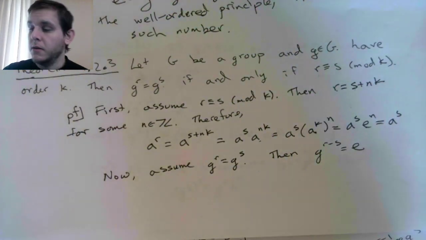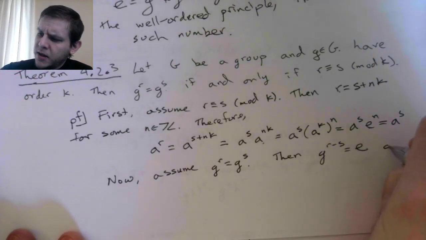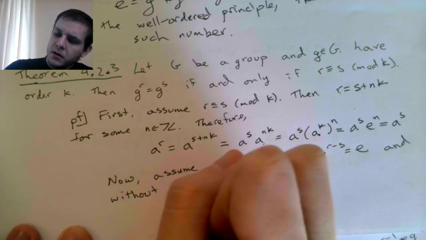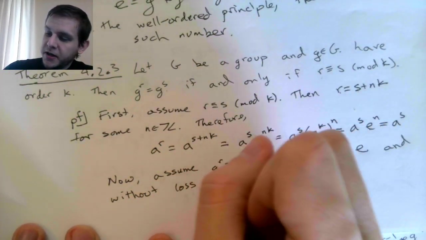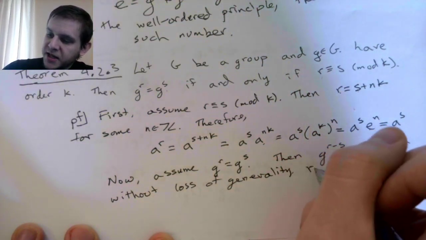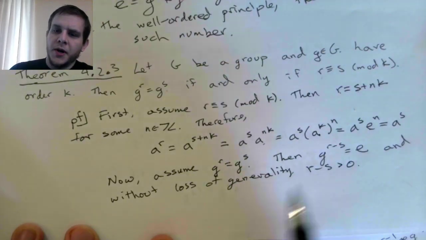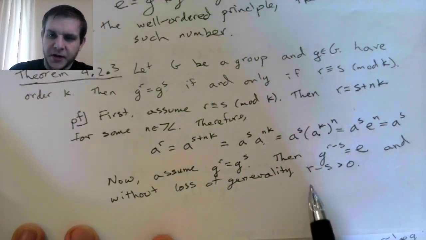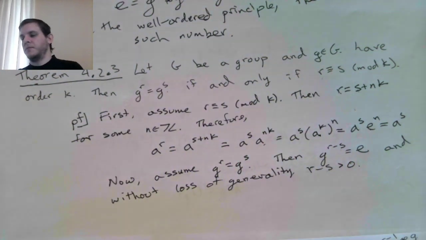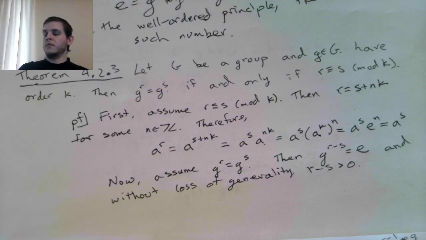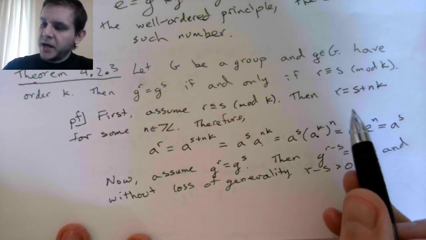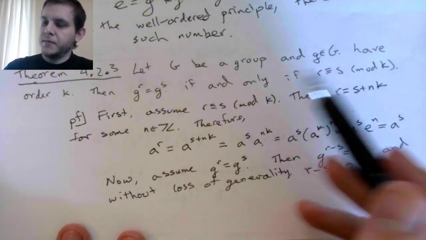And let's assume, so this phrase is pervasive in mathematics, without loss of generality, r minus s is positive. Right? If it was negative, I would just switch the roles of r and s. So here it would be s minus r. So what do I want to do? I want to divide r minus s by k.